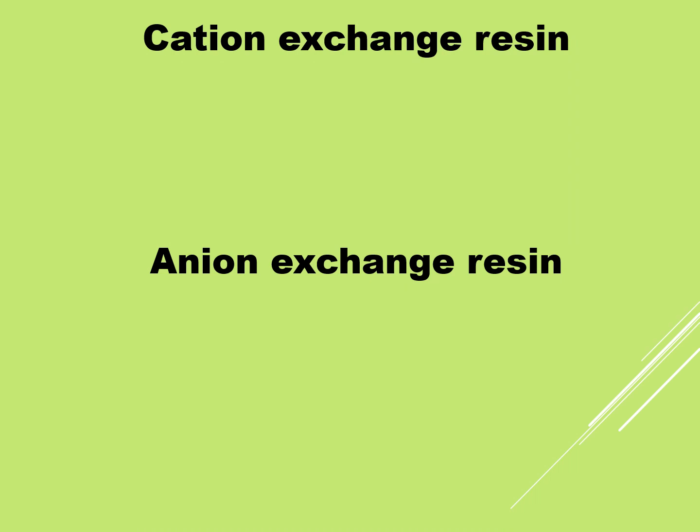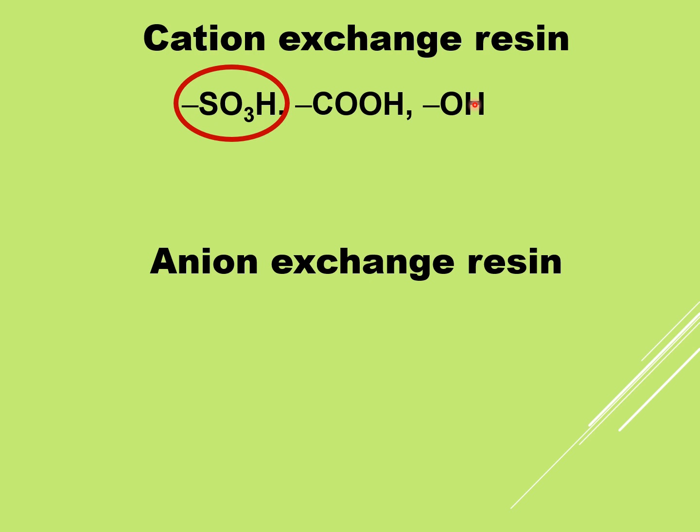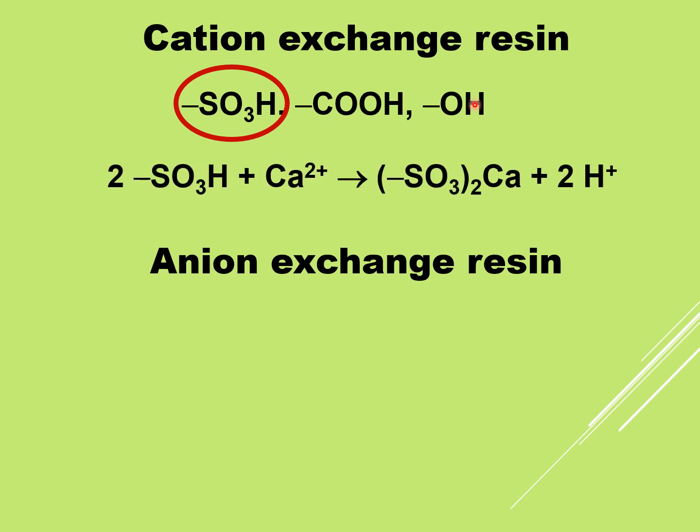So cation exchange resin, the functional group can be any of these three: SO3H, sulfonic acid, COOH, carboxylic acid, or OH, phenolic, that is alcohol. Most commonly used functional group is sulfonic acid. So what does this functional group do? You can see in this reaction, the sulfonic acid group present will absorb the calcium ions. For example, it will absorb the cations, whatever cation is present, and an equivalent amount of H plus ions are released to water.